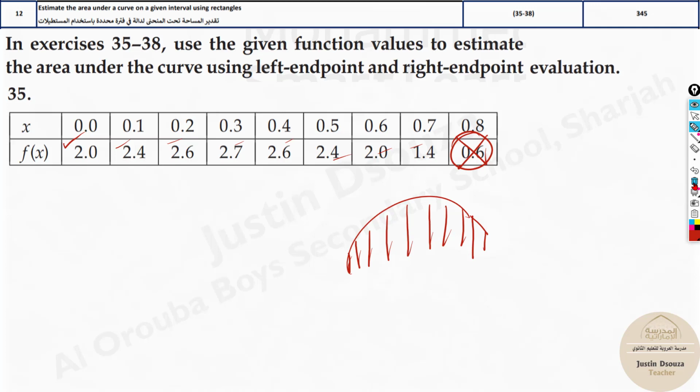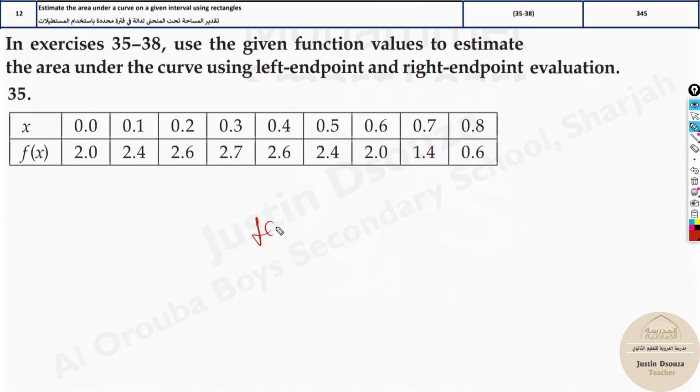So what we do is, the formula is very simple. It is the summation of f of x into delta x. Now what is this delta x? It is the interval. Look at the interval, the jump. It is 0.1, isn't it, between each? So there are how many intervals? If n values are given, there are n minus 1 intervals. So that's why we leave one value.